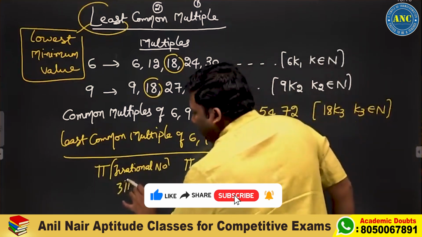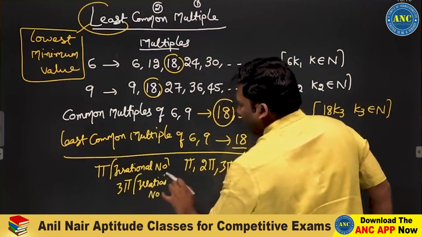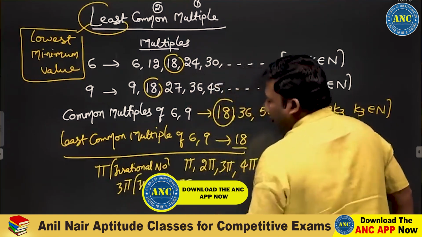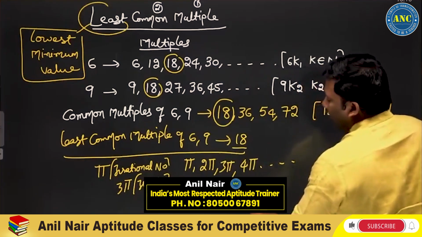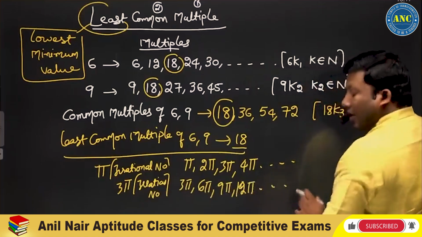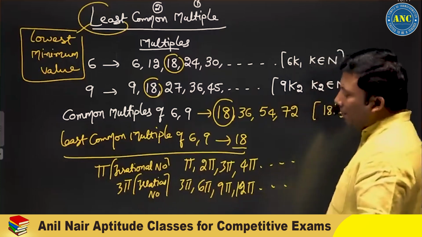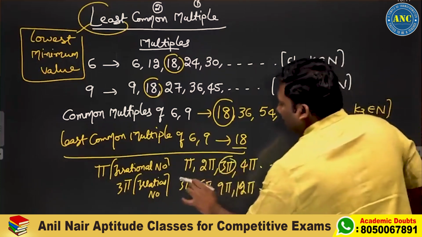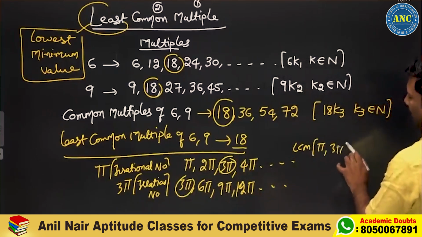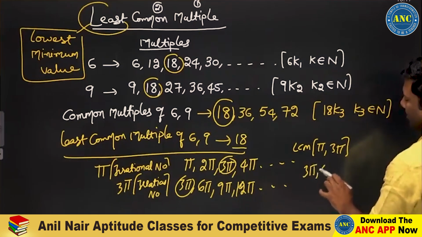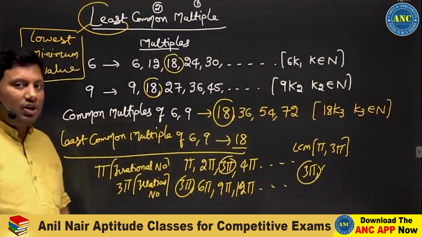Similarly, if I take another irrational number, 3 pi: 3 pi, 3 pi into 2 is 6 pi, 3 pi into 3 is 9 pi, 3 pi into 4 is 12 pi. These are also multiples. What are the multiples common to pi and 3 pi? The LCM of pi and 3 pi is 3 pi, followed by 6 pi, 9 pi, 12 pi, and so on.